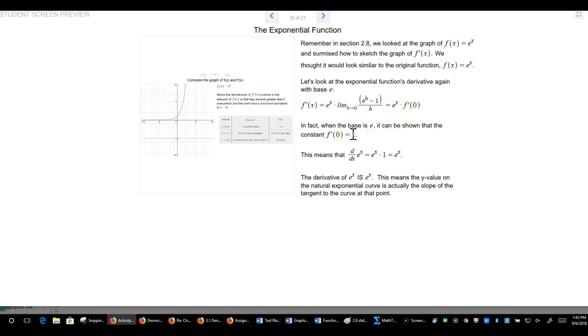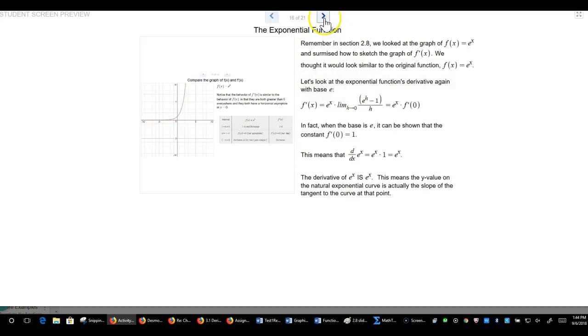So you're not expected to know this, but f prime of 0, or the derivative of e to the x when evaluated at 0, is just 1. So this all boils down to showing that the derivative of e to the x is just e to the x. F prime of 0 is 1 only when the base is e. We'll see later on in the course that this constant depends on what the base b is.